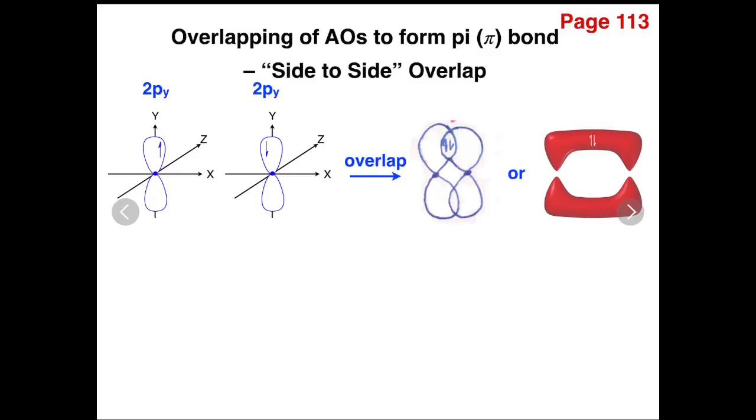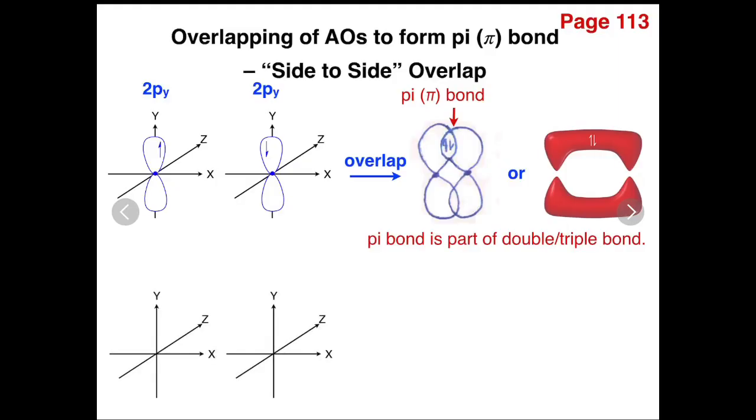This bond right here we call a pi bond. A pi bond is part of a double bond and or triple bond. I'm going to talk about that later. Whenever you see a double bond or triple bond, know that it's going to contain a pi bond as well. It's also going to contain a sigma bond as well, and I'm going to talk about that later. Another way to create a pi bond is side-to-side overlap of 2pz.